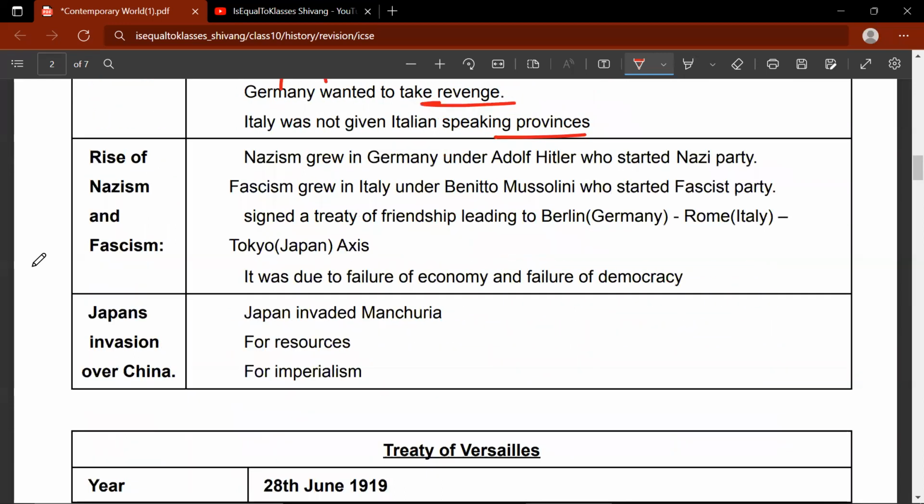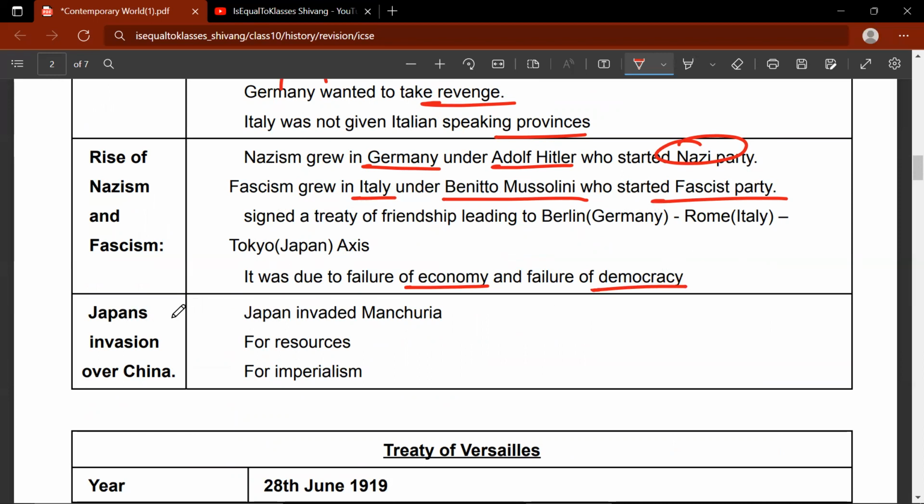Rise of Nazism and Fascism. Nazism grew in Germany under Adolf Hitler, who started the Nazi Party. Fascism grew in Italy under Benito Mussolini, who started the Fascist Party. They signed a Treaty of Friendship leading to the Berlin, Rome, Tokyo axis. It was due to failure of economy and failure of democracy.